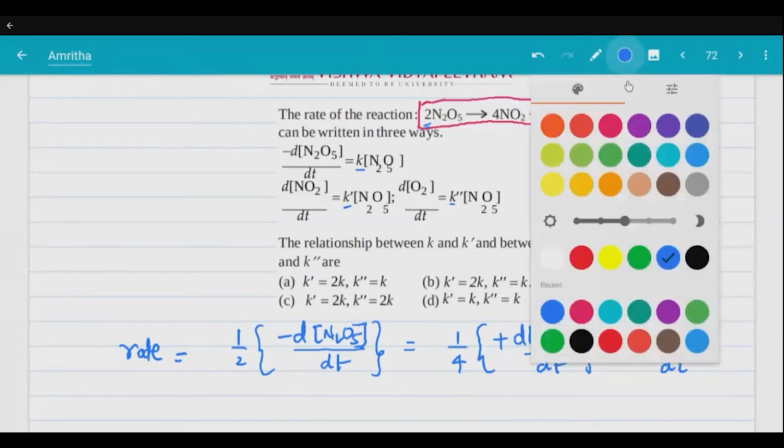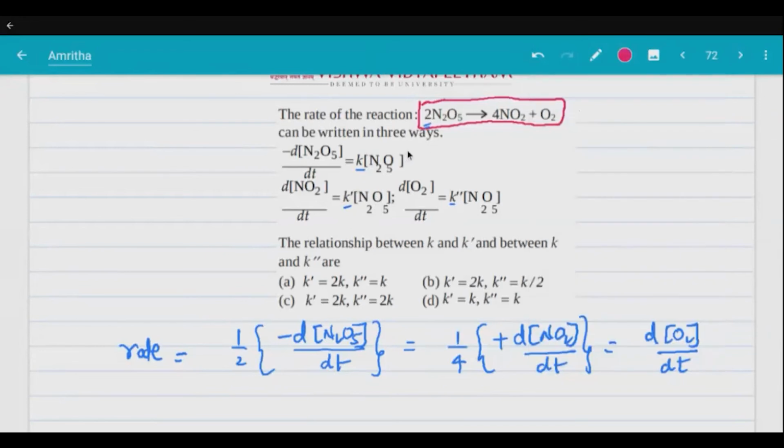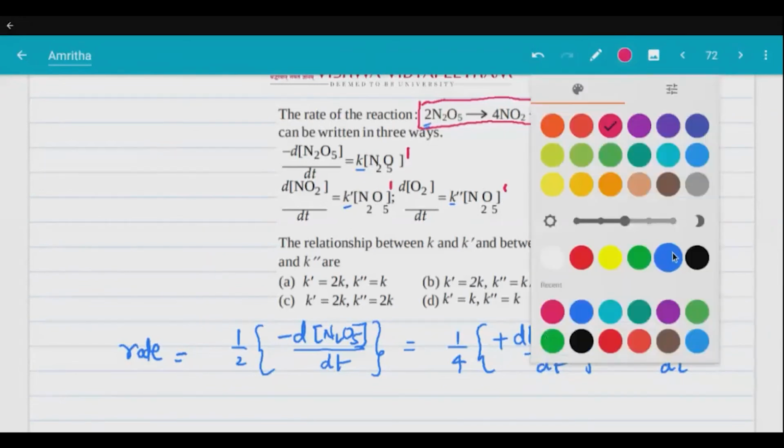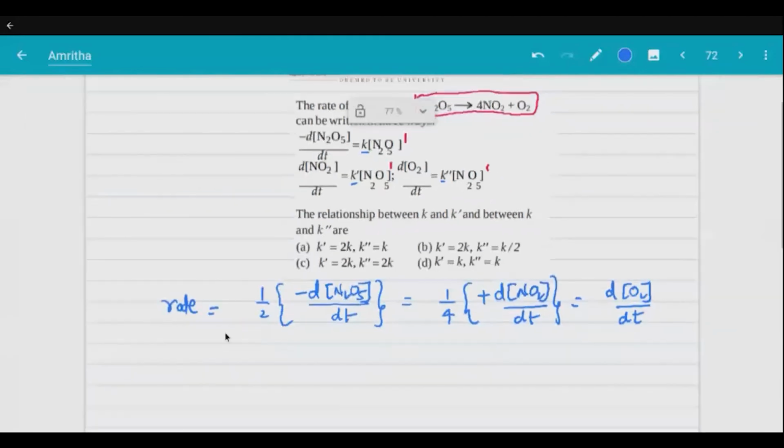In all equations, whatever they have given, N2O5 power 1. So 1 by 1 you have to equalize and find the relation. Rate is equal to k into N2O5. The same thing you can assume, rate is equal to some constant into N2O5. Now k dash, k double dash, what is the relation? The coefficients are there, right? Can you quickly check?